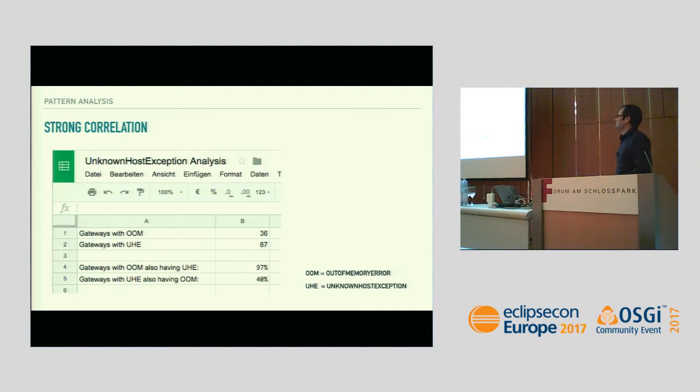That's why we went further, did some statistics. We looked at how many gateways were affected in the last 2 weeks with out-of-memory error, how many with the unknown host exception, and correlated these and found out gateways which had this out-of-memory, all of them also had this unknown host exception, which to me sounds like a pretty good correlation. The other way around, it didn't work that well. So if you had this unknown host exception, it doesn't necessarily mean that you also had an out-of-memory error. But that was something to have a closer look at.